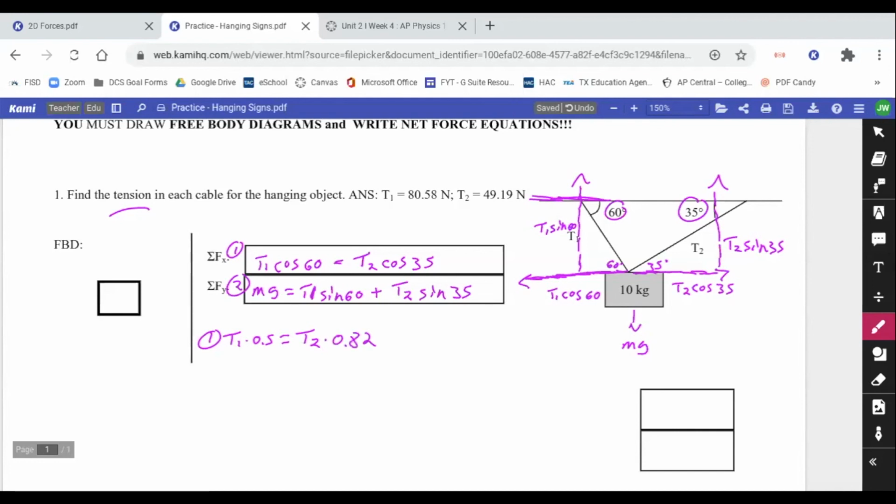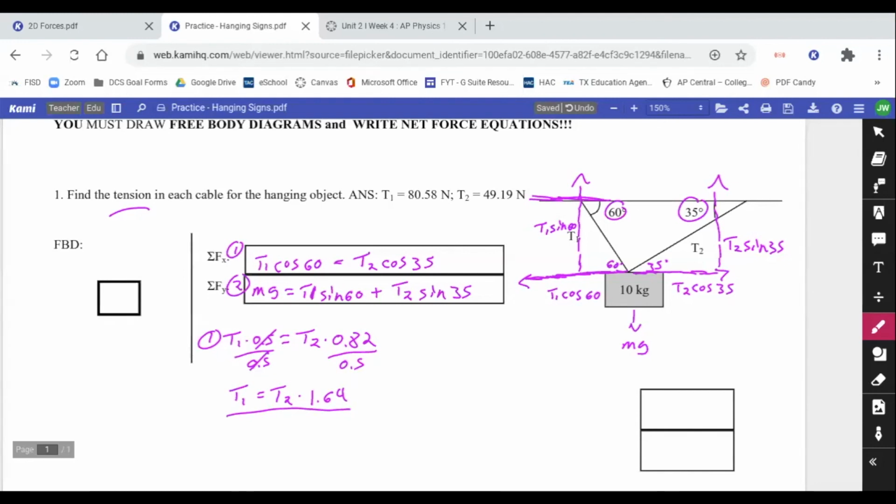I could solve for T1 so that I could then plug it into my second equation. So I would just divide by 0.5, and the 0.5 cancels on the left. T1 is equal to 0.82 divided by 0.5, which is 1.64, so T2 times 1.64. Let's hold on to that for just a second. I'm going to help you a bit with the second equation, but I want to leave some things for you to do. So we've solved for T1: that's T2 times 1.64.